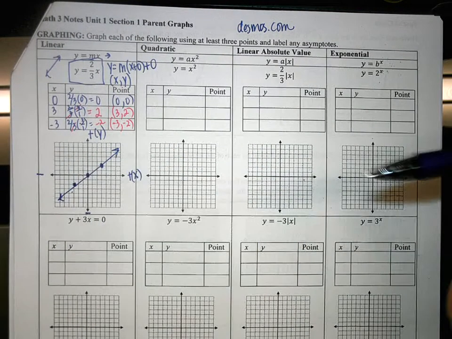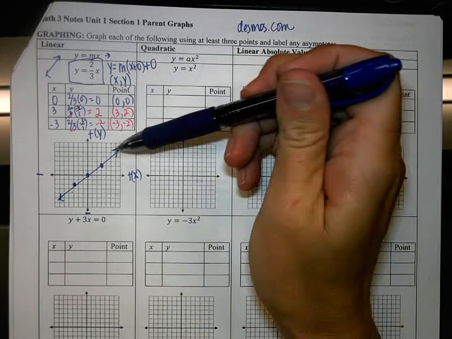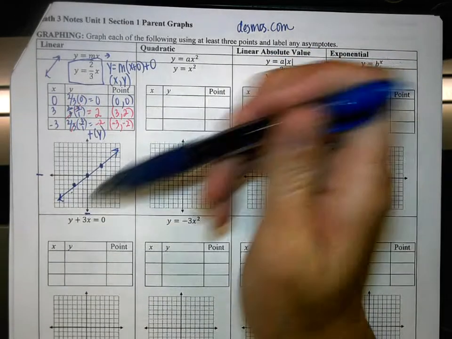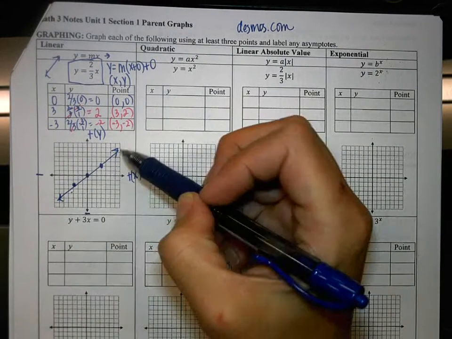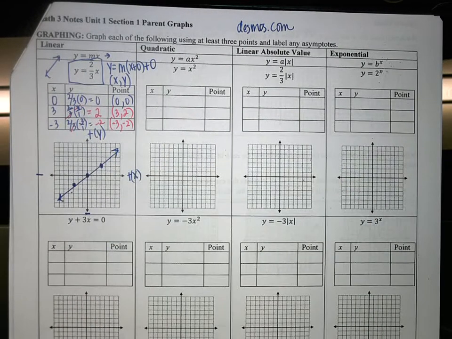Remember with lines, when something is going in both directions, you want to have those arrows. That's letting you know it's a line. You know the difference between a segment and a line. Segments don't have the arrows, so on all these you should have arrows at each end. Any questions here so far?